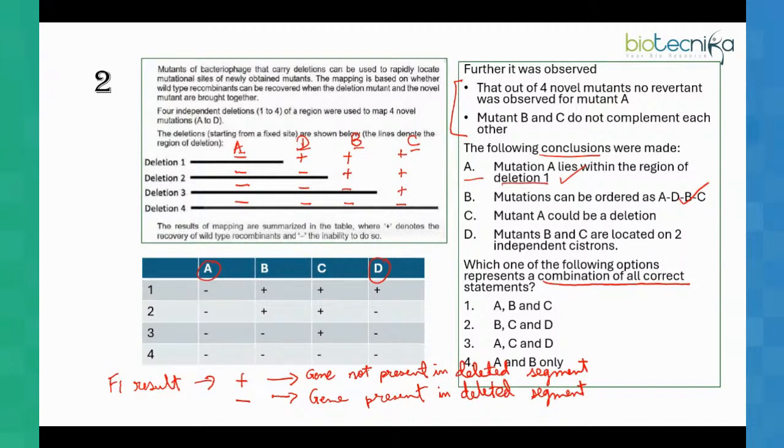Now see, earlier when a question came from deletion mapping, it used to be only this much, where you just have to find the order in which the genes or the mutations are present. But this time the question was made even more complex, as it was combined with another concept, that is complementation. So here you see these two lines. What was observed? That out of 4 novel mutants, no revertant was observed for mutation A. So this is linked with mutation: there was no revertant for mutant A, and it also says that mutants B and C do not complement each other.